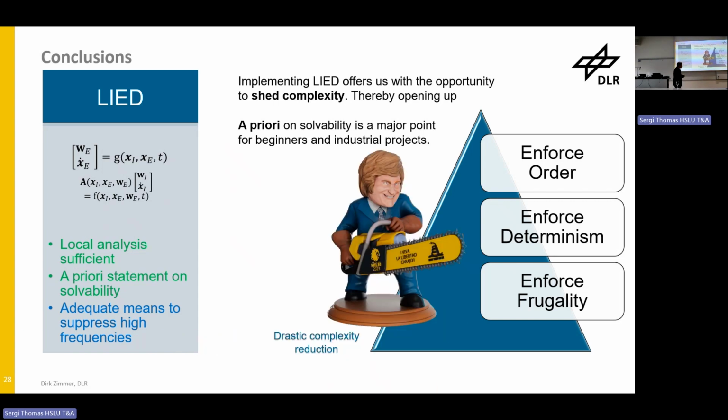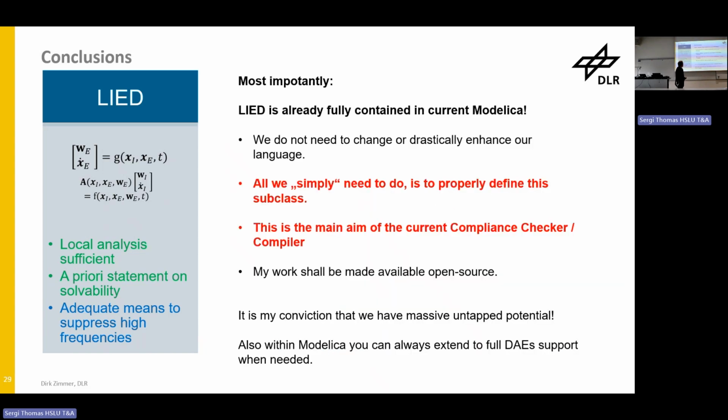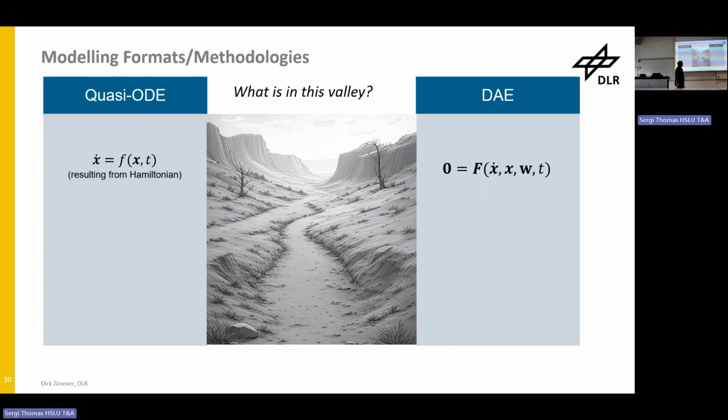One of the reasons why I started the implementation is that only by implementing do you realize what the real sources of the complexity are. They're sometimes not very intuitive and well hidden. The main aim will be to define the subclass, and to do this I need to finish my implementation, because that's the only really proper way to prove it. And I will make my work available open source. I think we have nice potential here.